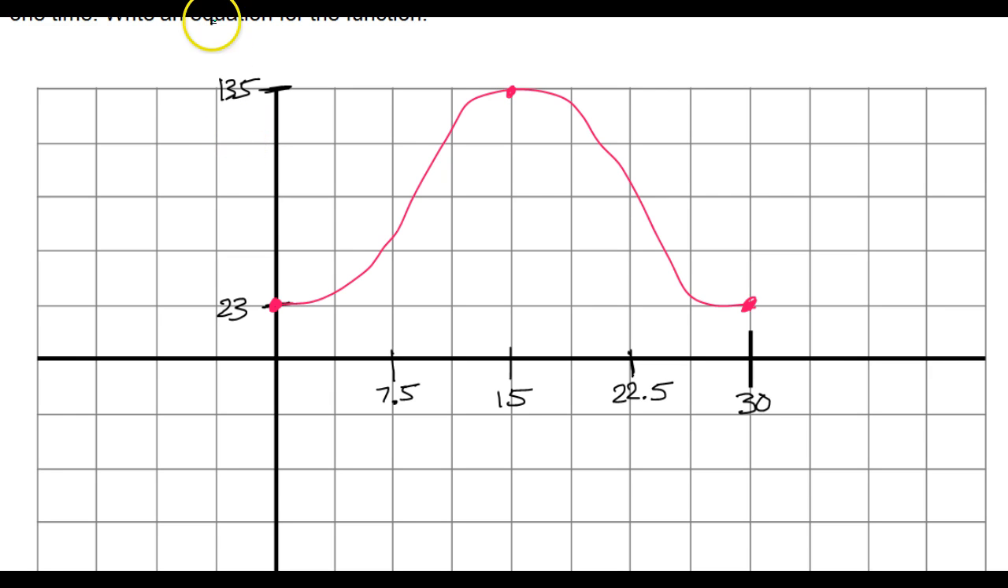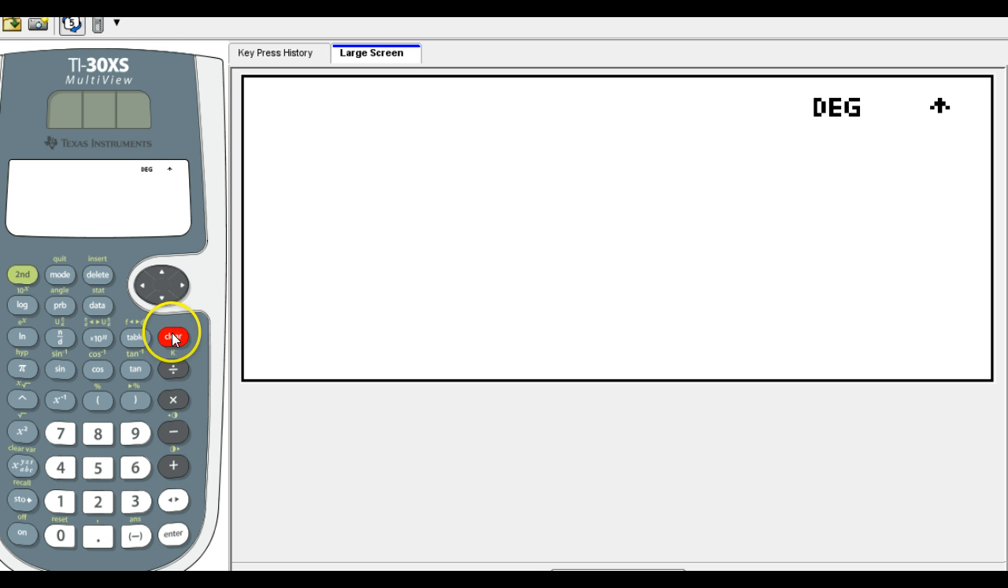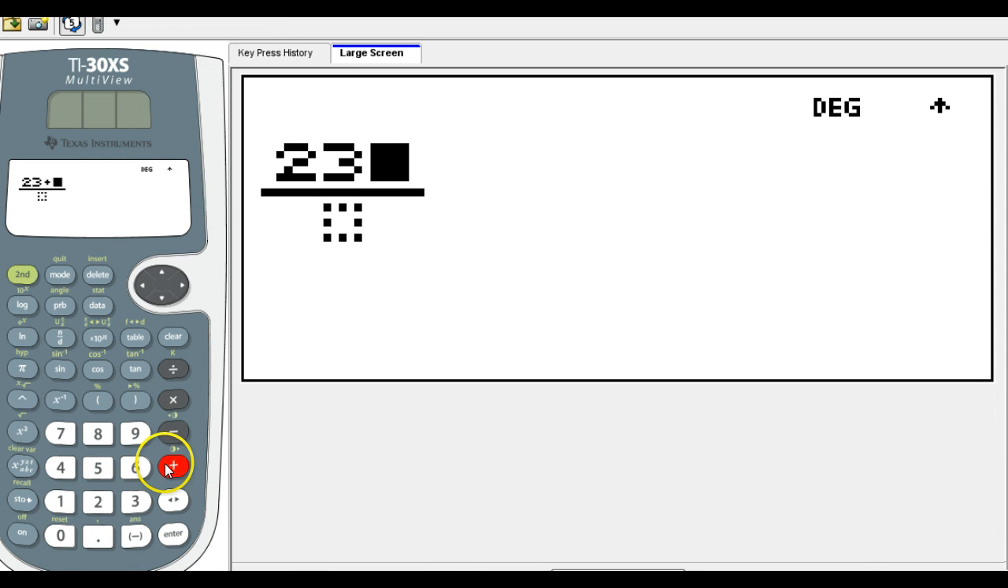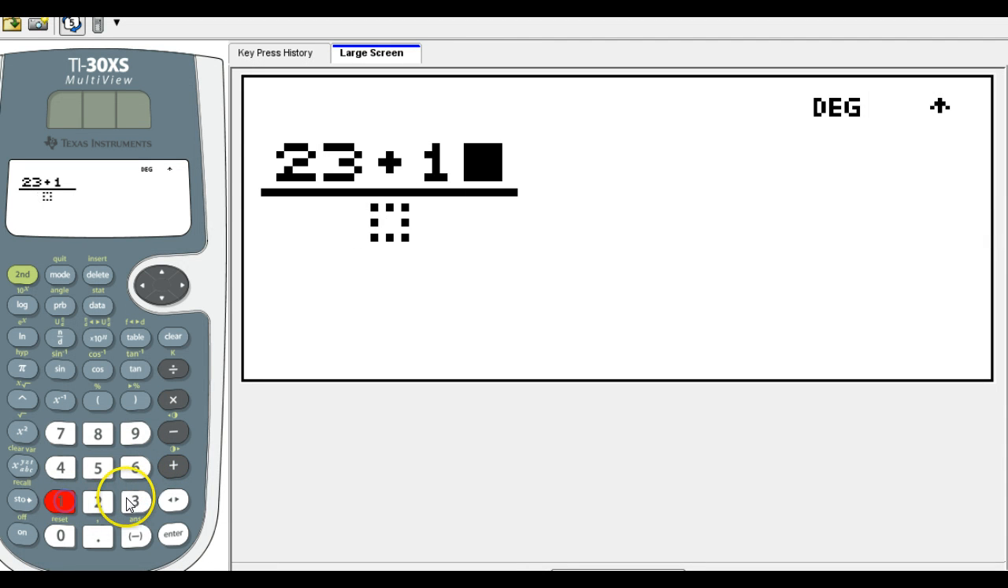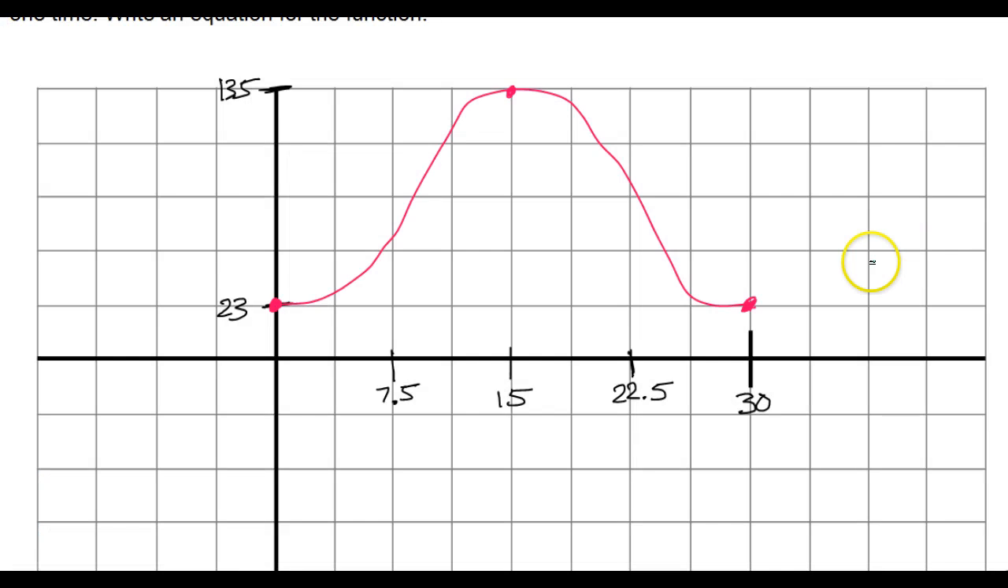Add 135 plus 23 divided by 2. Sure, and probably the easiest way to calculate what the midline would be is just to take the average of these two numbers, add them up and divide by 2. So if I do 23 plus 135 divided by 2, I'm going to use my TI-30 XS MultiView. 79, right in the middle, okay?